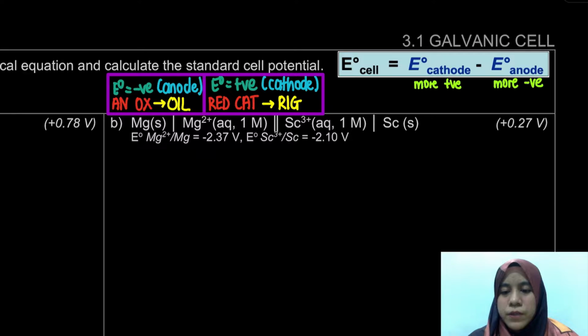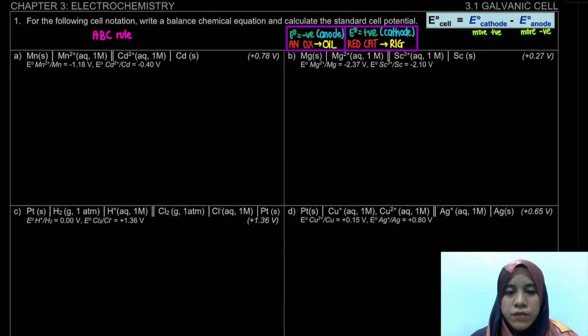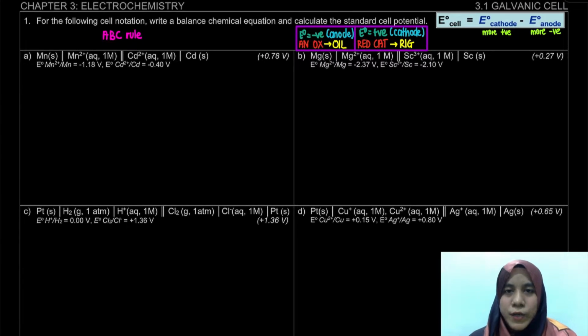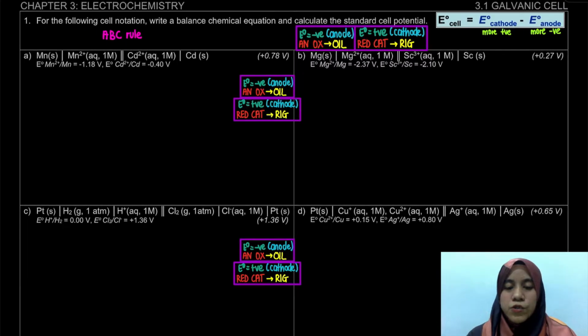So when E naught cell is equal to cathode minus anode, the cathode is more positive and the anode is more negative. Sometimes the values given to you are both negative, or both positive. So how do you determine which one is the cathode and which one is the anode? Cathode is more positive while anode is more negative. This is what we have learned previously, so we will combine all this information and answer the question together. Let's do it together.